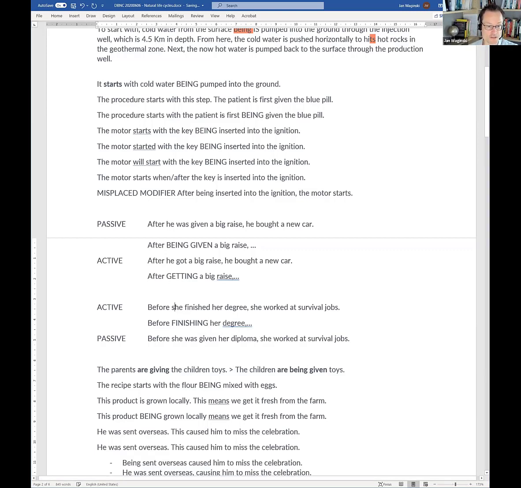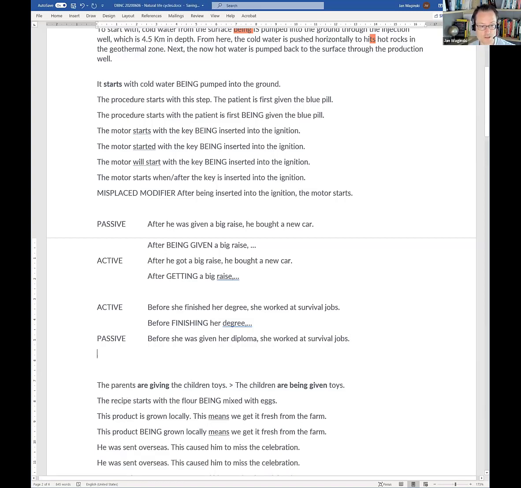For this transformation, you get rid of the subject. Regardless of the verb tense, past, present, future, as long as it's active voice, it always transforms into this: just the "-ing" version, no auxiliaries, no subject, nothing. Now this one's passive. Before being finished? Sorry, the verb's different. She was given. Before being given. That's it.